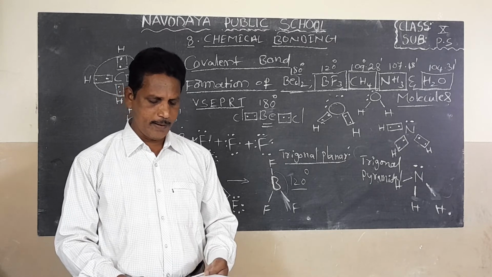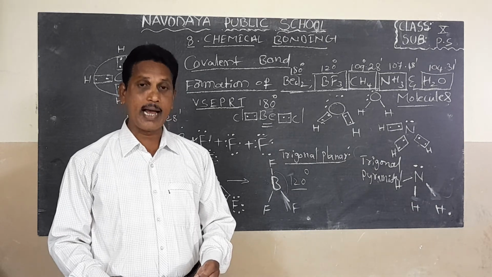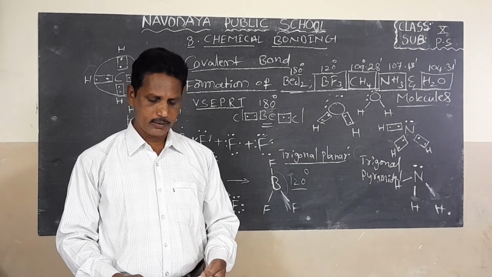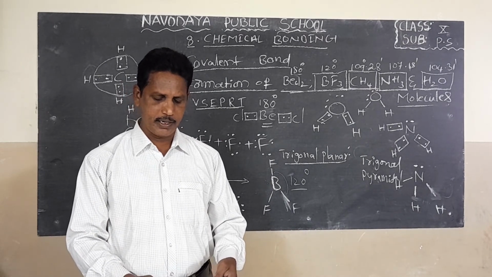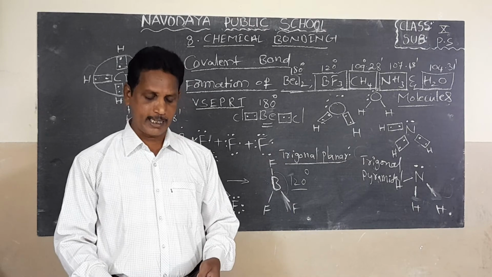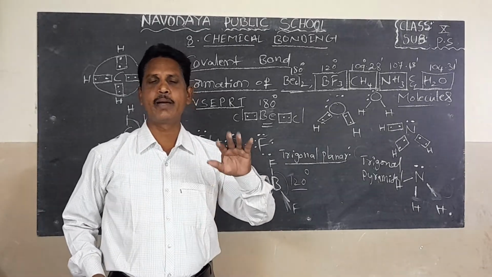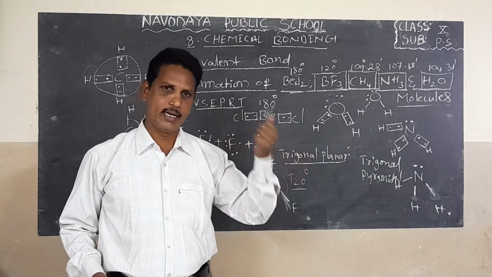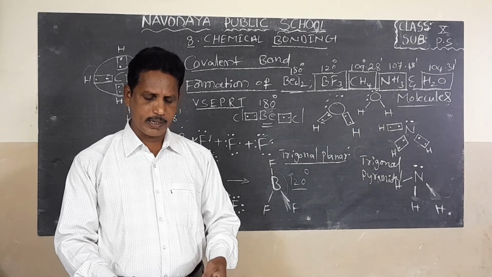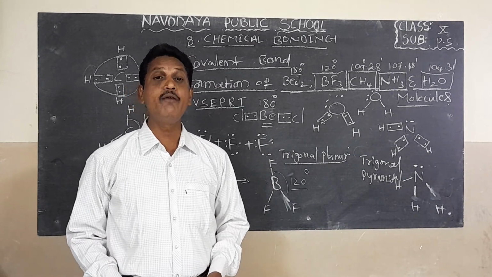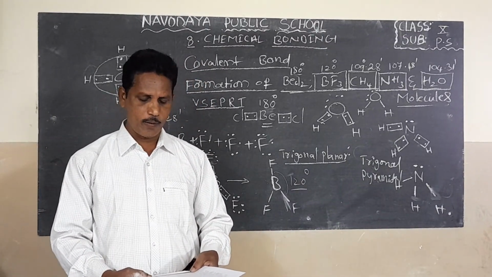See the last paragraph on page number 170. Valence shell electron pair repulsion theory mainly fails in explaining the strength of the bond. This is because the theory still depends on the Lewis concept, that is the Lewis dot concept of covalent bond formation.